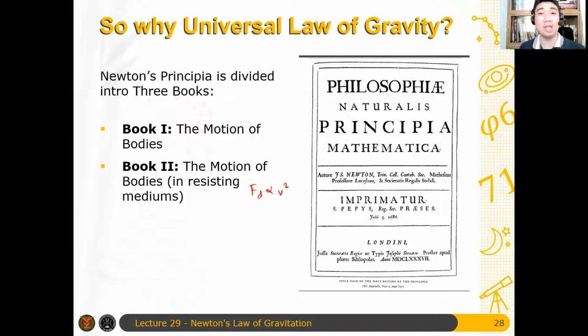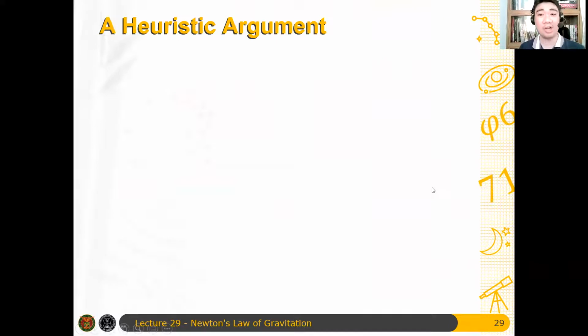Ang i-discuss natin, yung relationship ni book 1 kay book 3, which is on the system of the world. The system of the world contains what we now know as the Universal Law of Gravitation. Okay? So yon, book 1 is on Newtonian mechanics. Book 3 is on the system of the world, which is on Newton's Universal Law of Gravitation. Okay. Now, we have our heuristic argument here. A heuristic argument on how Newton obtained his Universal Law of Gravitation.